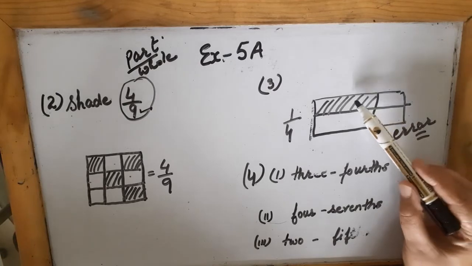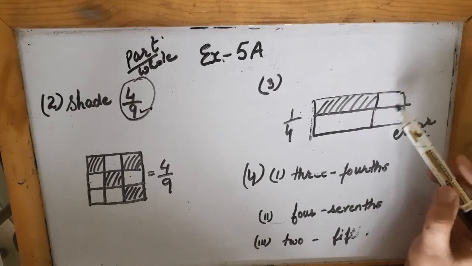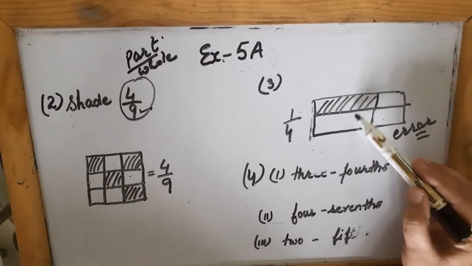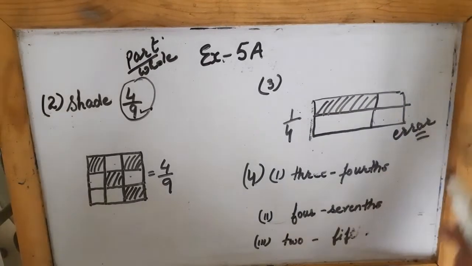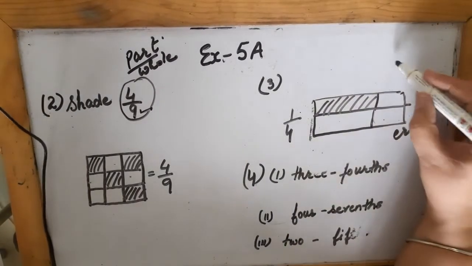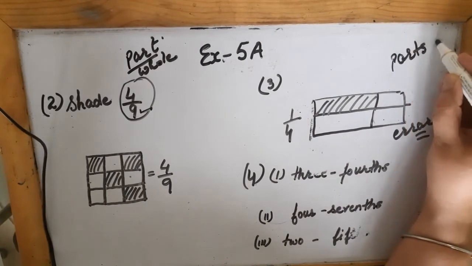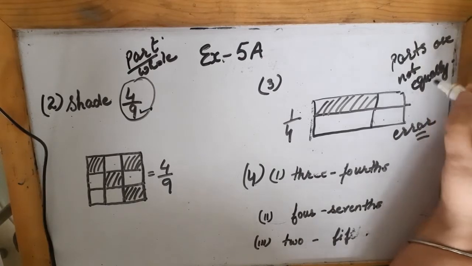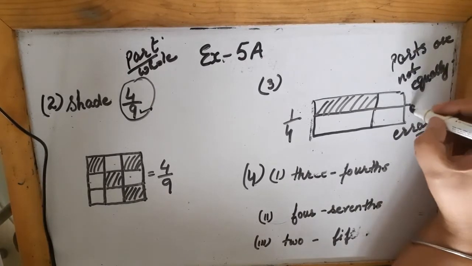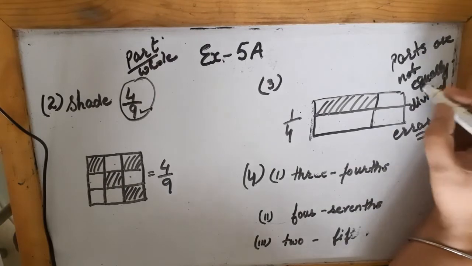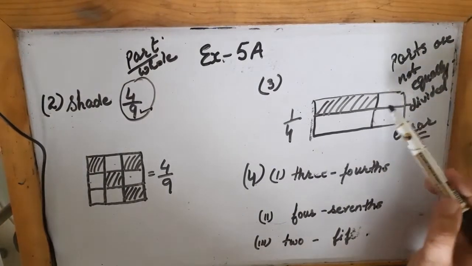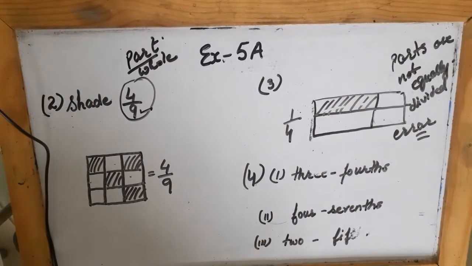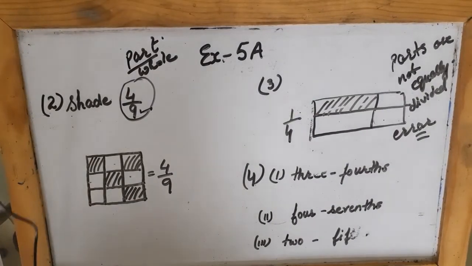This figure is divided into 4 parts, but the 4 parts are not equally divided. So the mistake is that the parts are not equally divided, but in a fraction the parts should be equally divided. So in this you can see these 2 parts are smaller and these 2 parts are bigger. So this figure is not equally divided into 4 parts. So this is the error in it.